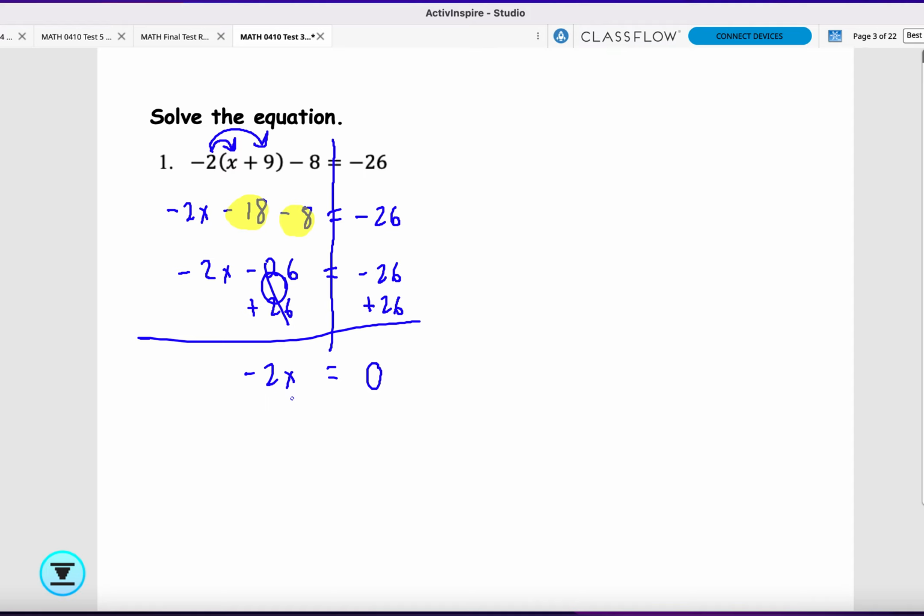But we're still not done. We want x alone, right? And negative 2 is in front of it. So we're going to divide negative 2 on both sides. Then we get x is equal to 0, and we are done. Now remember, 0 is a solution, guys. 0 is not no solution or all real numbers. 0 is a number. It just has no value. So let's move on to the next example, guys.